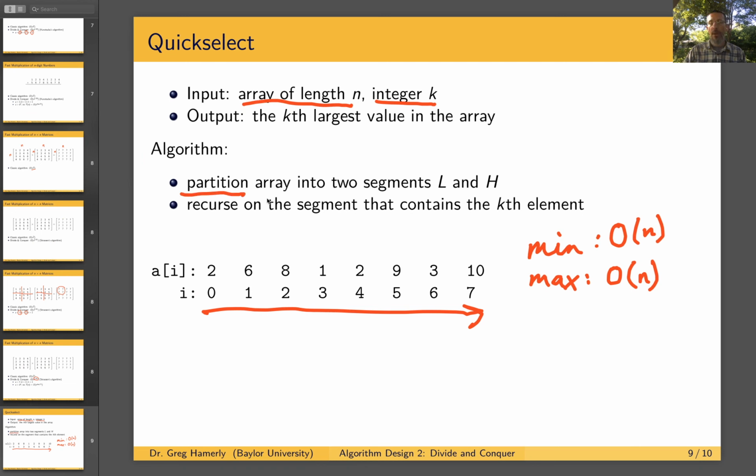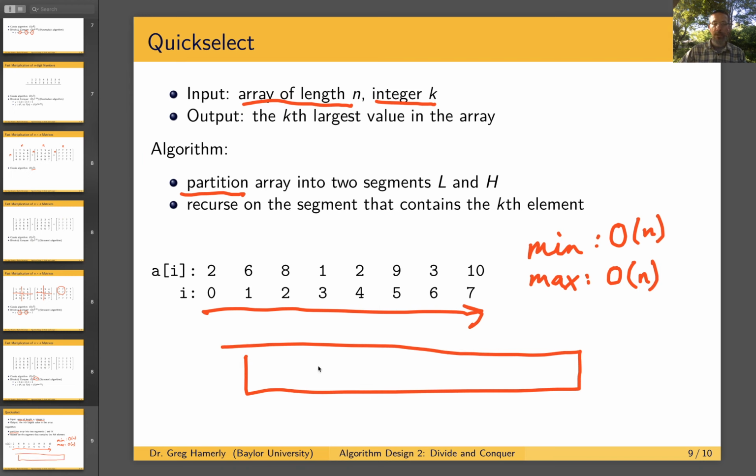And we take the array and we partition it into 2 segments, L and H, the low and the high. And then what do we know? Well, we know that if we've taken that array and we've partitioned it so that we've got the low and we've got the high, this might not be an even split, right? With partition, we want roughly 50% over here and roughly 50% over here, but we know that's not always possible.